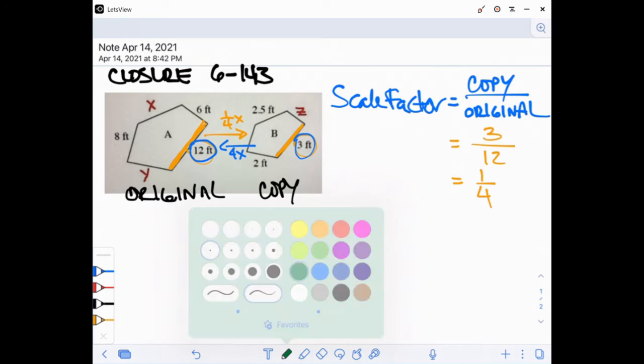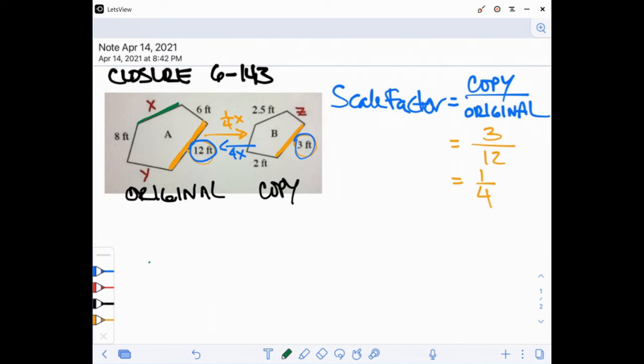Let's see if we can take a look and figure out what X is. X is here. Okay. The corresponding side in the copy is here. So if we want to find X, the copy side is 2.5. To go back to the original, we need to multiply by 4. So we have 2.5 feet times 4. The original is 4 times bigger than the copy, so that's a total of 10 feet. So side X is 10 feet. Let's go ahead and erase that because it's going to get pretty messy as we go to the next one.